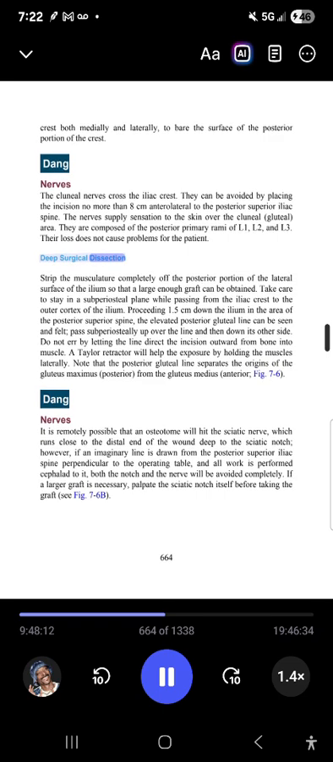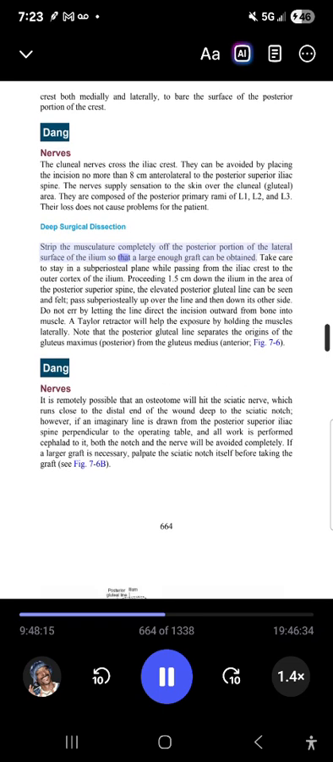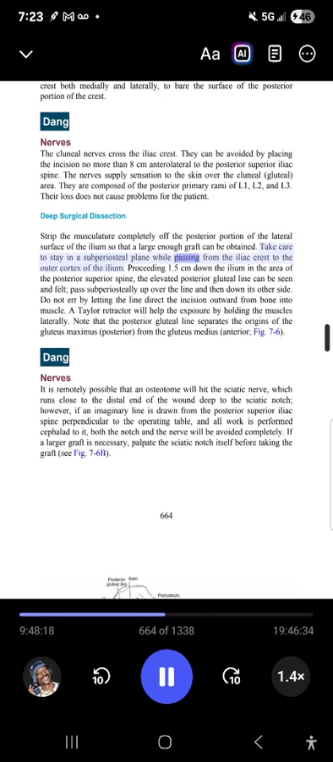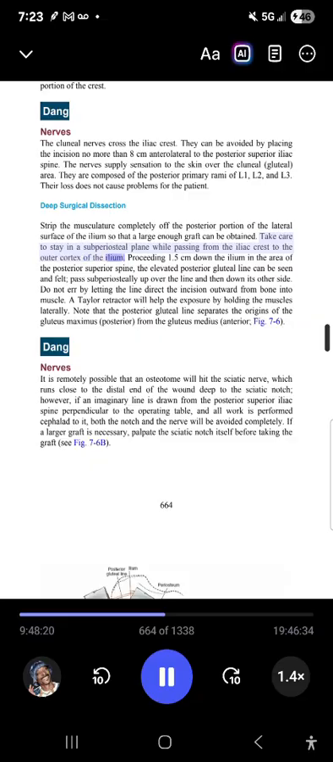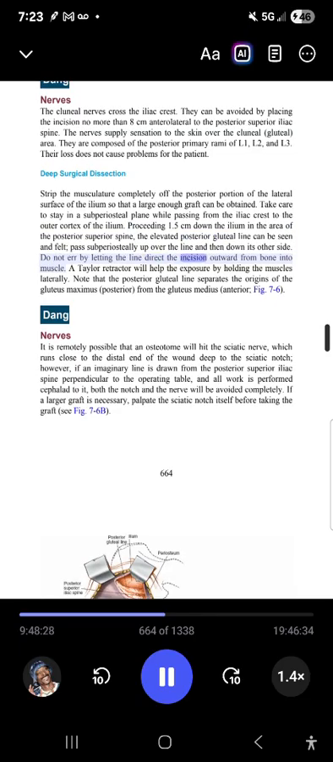Deep surgical dissection. Strip the musculature completely off the posterior portion of the lateral surface of the ilium so that a large enough graft can be obtained. Take care to stay in a superiosteal plane while passing from the iliac crest to the outer cortex of the ilium. Proceeding 1.5 centimeters down the ilium in the area of the posterior superior spine, the elevated posterior gluteal line. Do not err by letting the line direct the incision outward from bone.